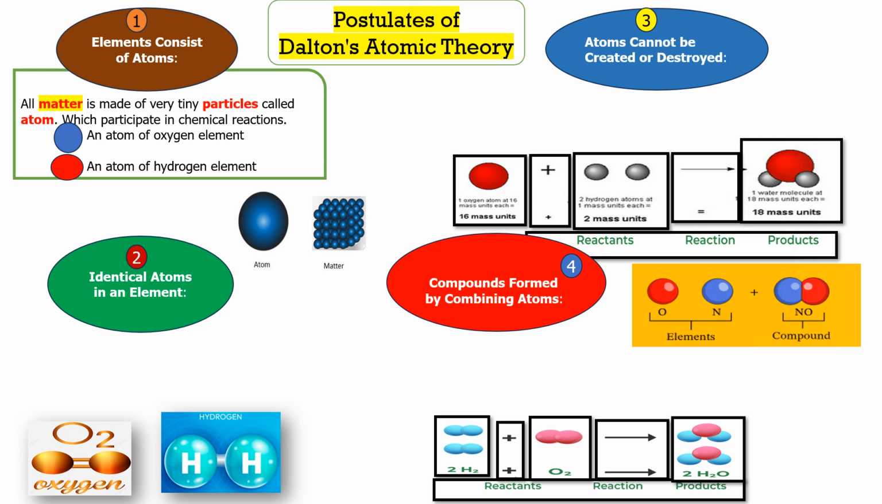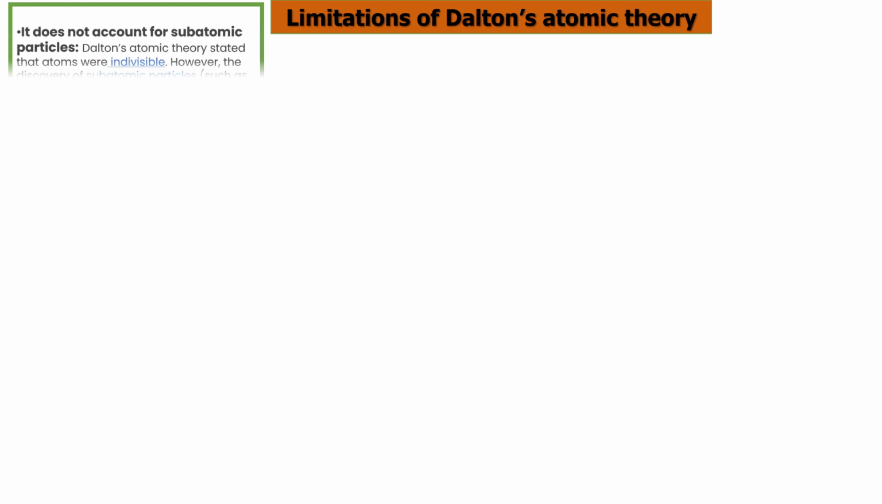So these are the limitations of Dalton's atomic theory. It does not account for subatomic particles. Dalton said that atoms are indivisible particles, so we cannot divide them into smaller particles. But we know that atoms can be further divided into smaller particles called electrons, protons and neutrons.